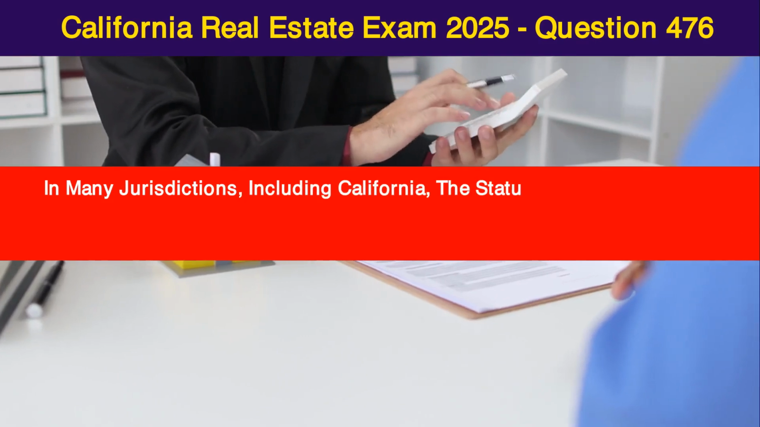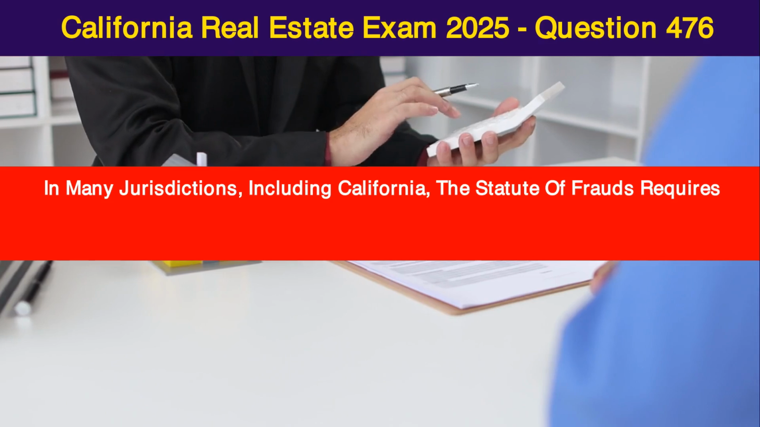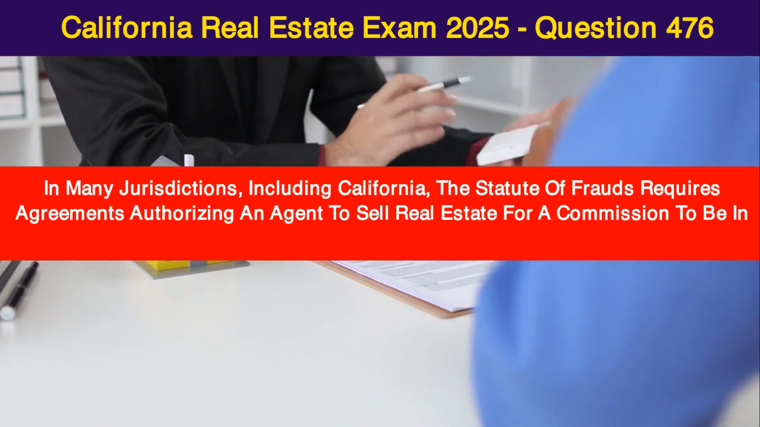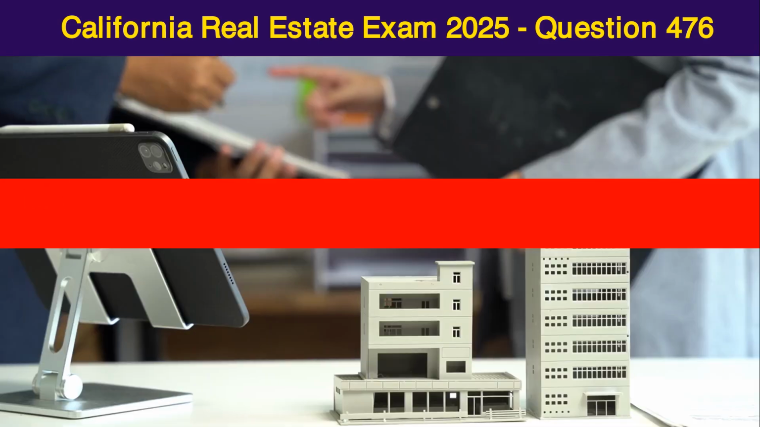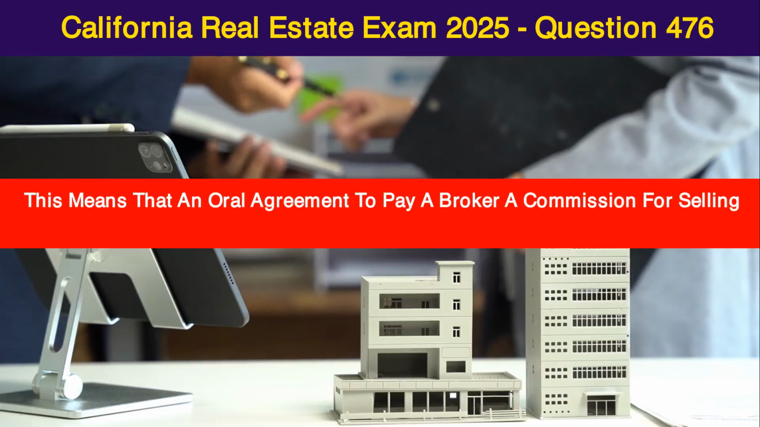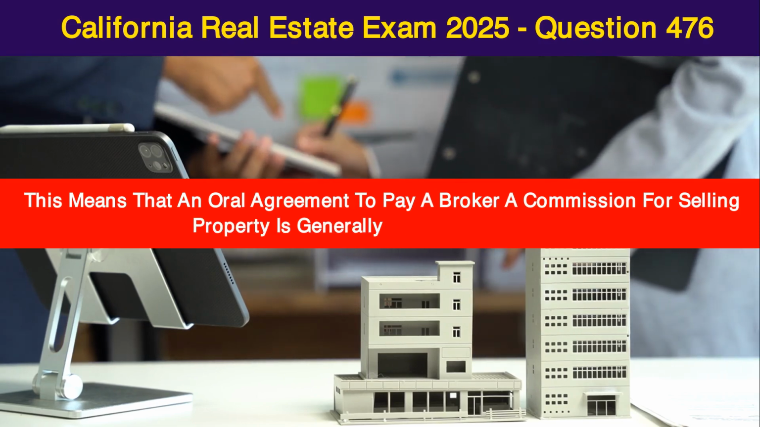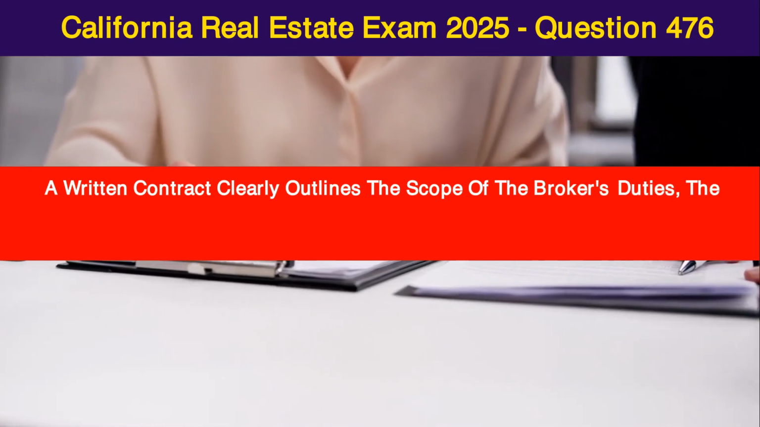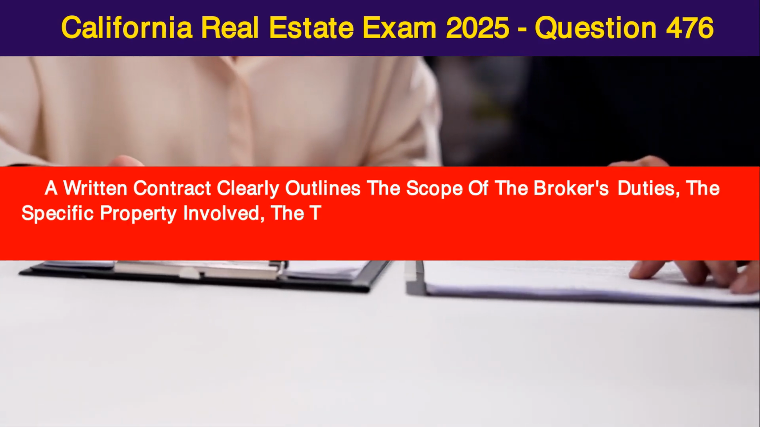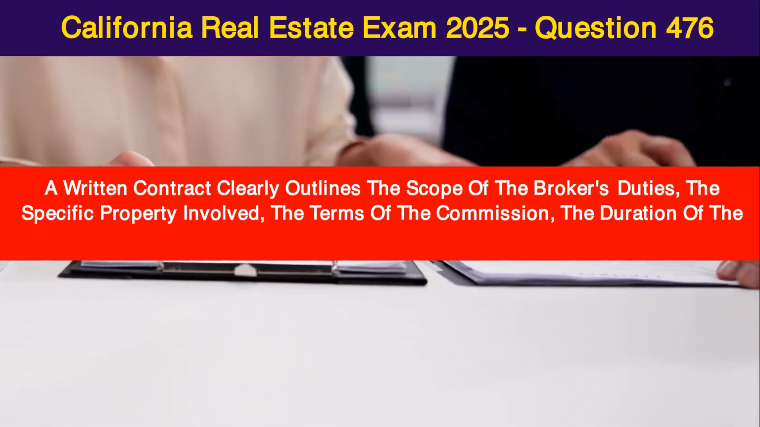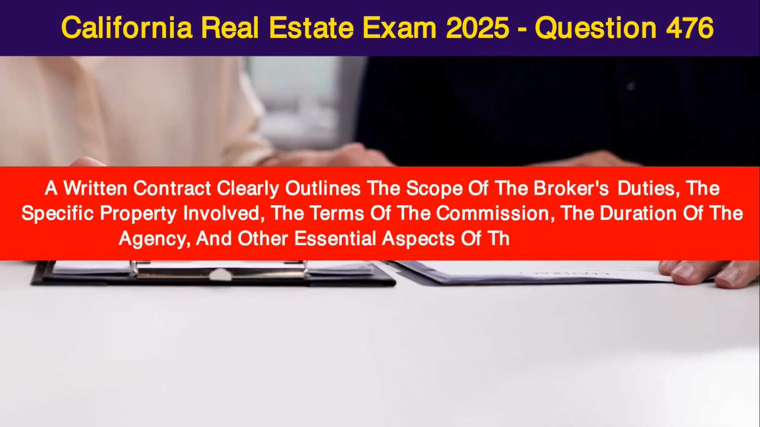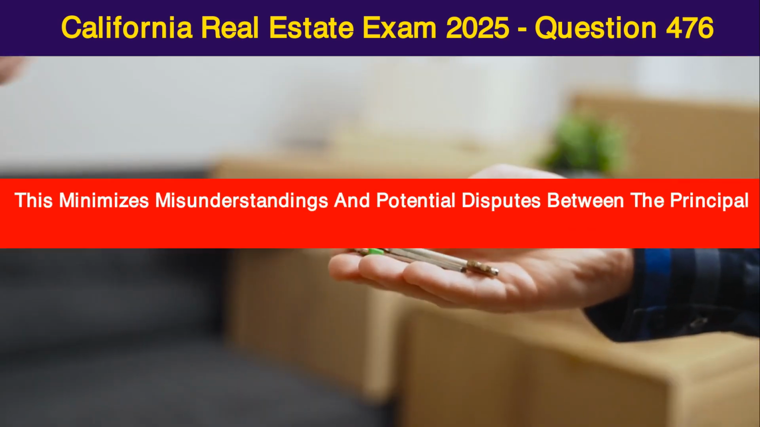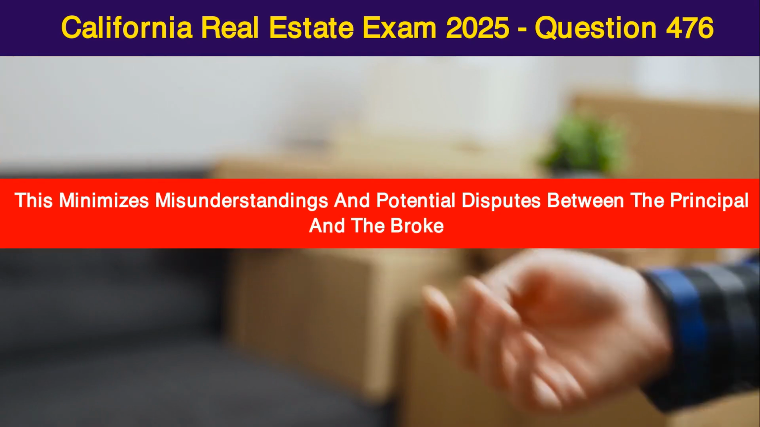In many jurisdictions, including California, the statute of frauds requires agreements authorizing an agent to sell real estate for a commission to be in writing to be legally enforceable. This means that an oral agreement to pay a broker a commission for selling property is generally not legally binding. A written contract clearly outlines the scope of the broker's duties, the specific property involved, the terms of the commission, the duration of the agency, and other essential aspects of the relationship. This minimizes misunderstandings and potential disputes between the principal and the broker.